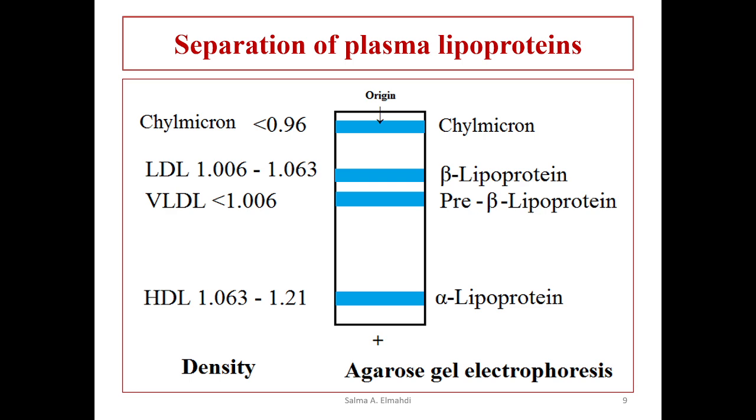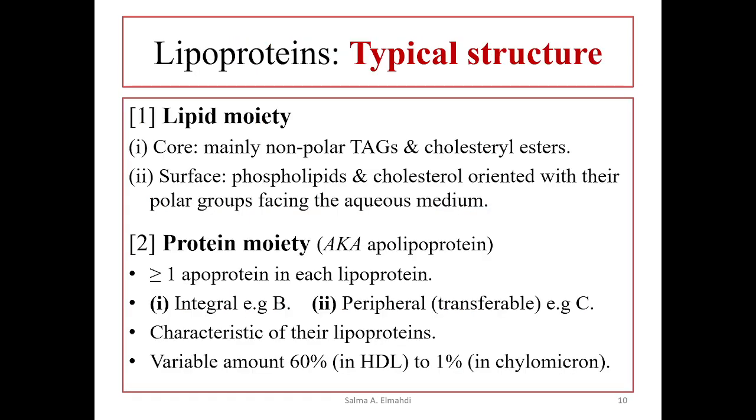But chylomicrons, because they contain more lipids, are the least dense, while HDL has high density and comparatively has a low proportion of lipids to protein.